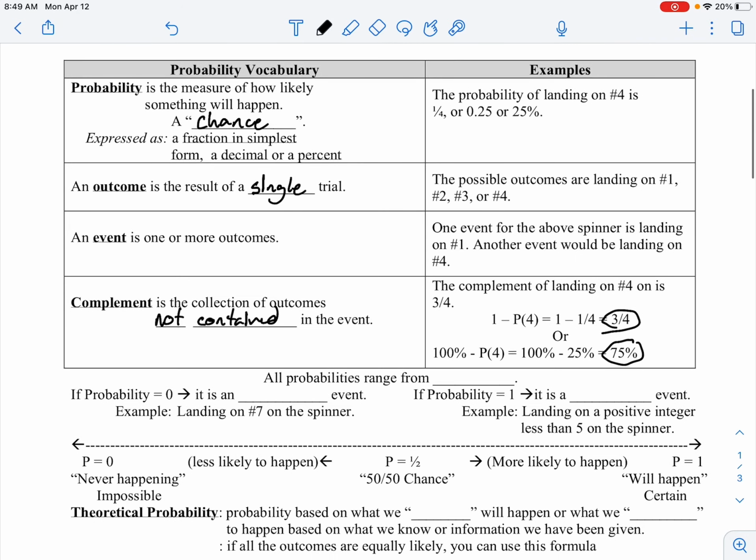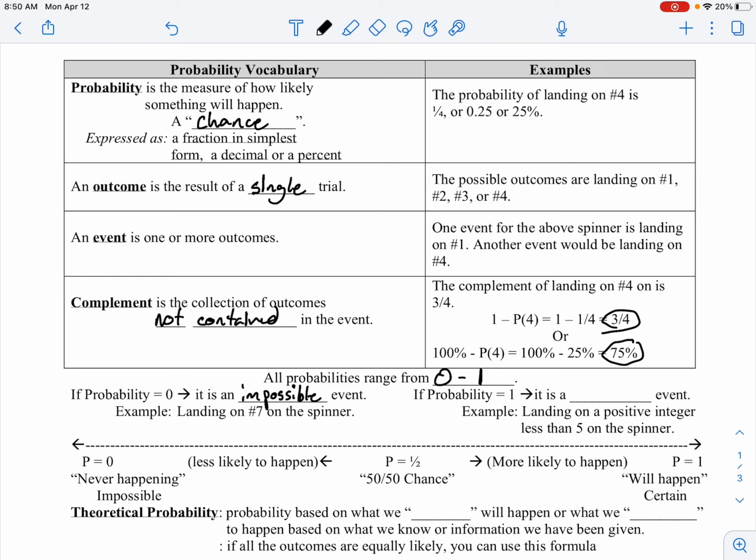Alright, all probabilities range from 0 to 1. We can't have a probability that is negative, so 0 is the lowest we can go, and we cannot have a probability higher than 1, because if something happens 100% of the time, well, there's no higher percentage that something can happen. So if probability equals 0, this is what we call an impossible event. Up above number 3, when we started out, it asked us about landing on number 6. We would call that impossible because number 6 doesn't exist on our spinner.